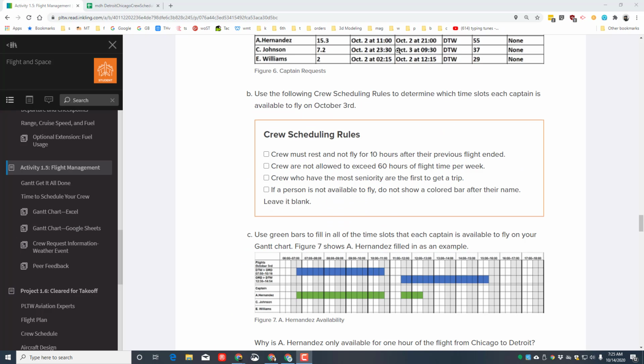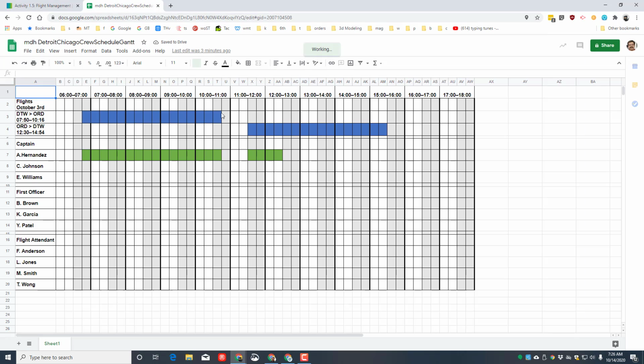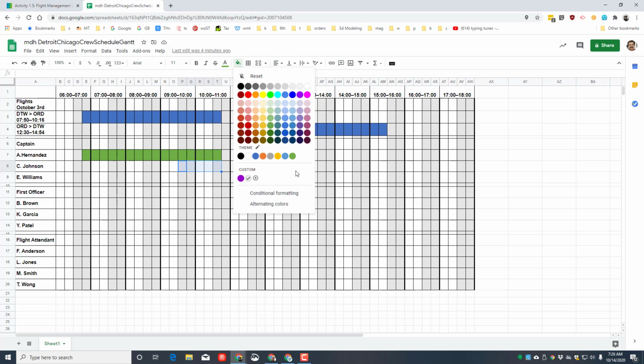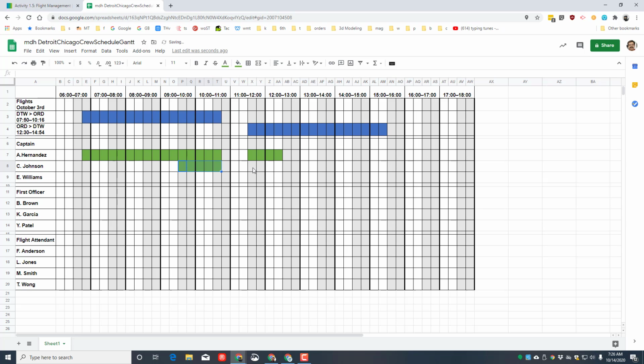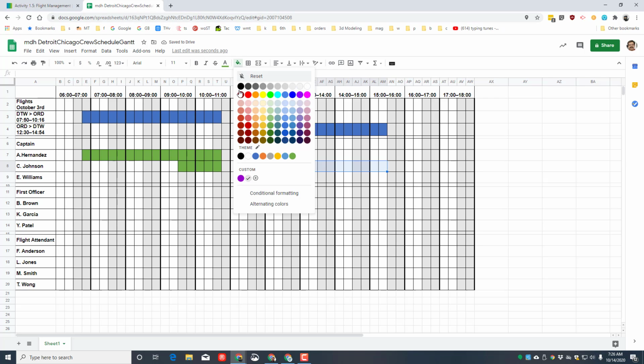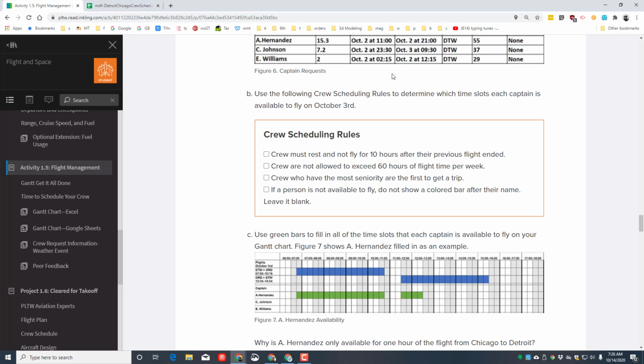So let's fill in Johnson's bar together. Notice Johnson cannot start until October 3rd at 9:30. So let's return to our chart, find where 9:30 would be. Here's 9 a.m., 9:15, this would be 9:30, and this is when he can start working. We use the fill tool, notice they've got the colors down here on the bottom, and he could complete the rest of this flight. I'm gonna fill that in quick and then show you why. Because Captain Johnson only had 37 hours so far, he had plenty of time.